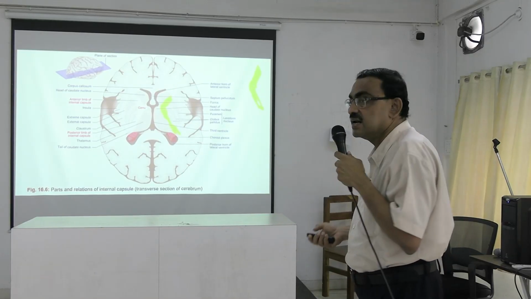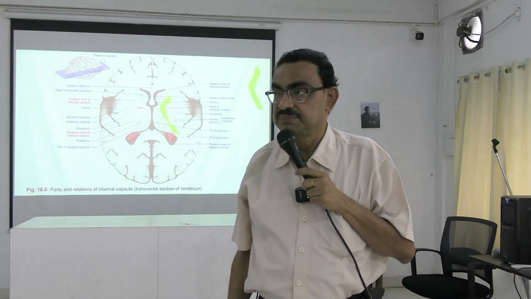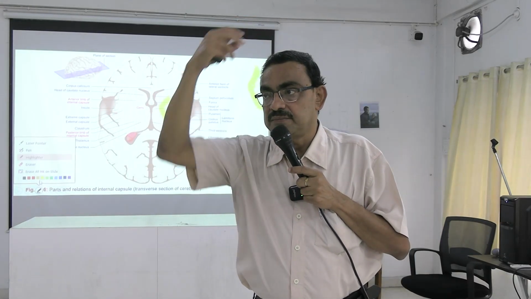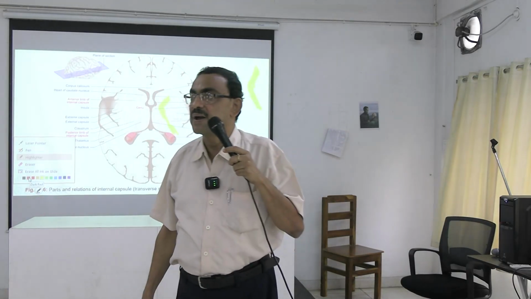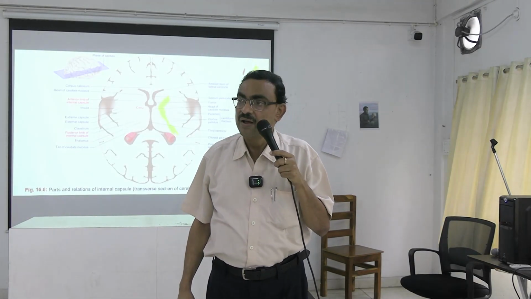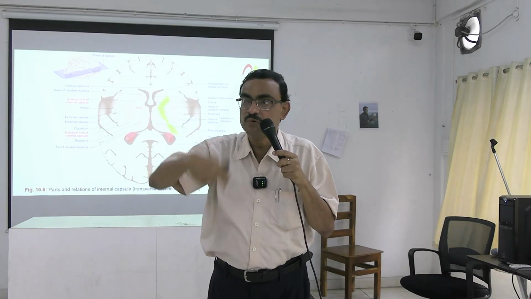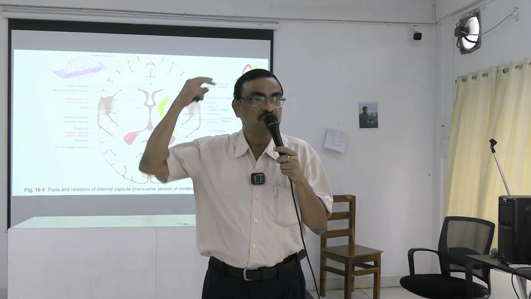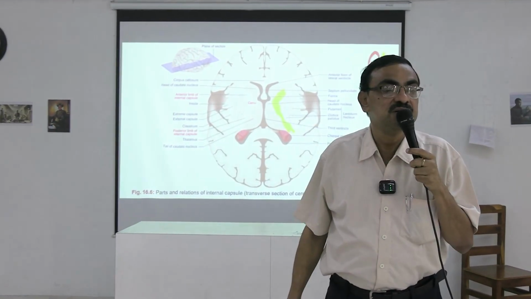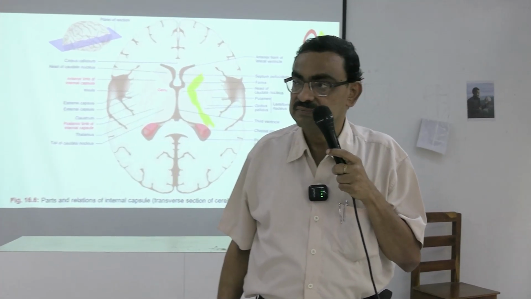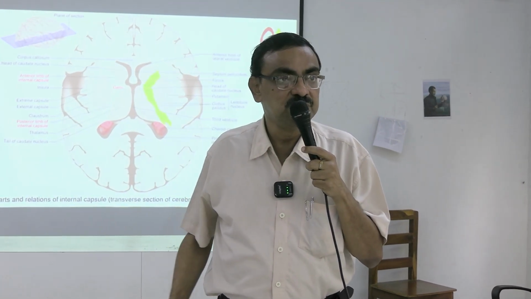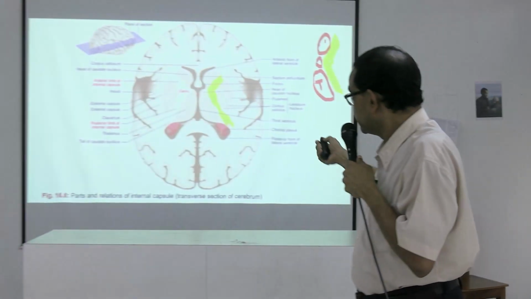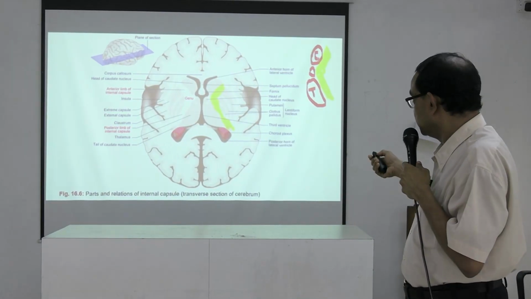What is the internal capsule? They are the projection fibers. Pyramidal fibers come from the frontal lobe to the spinal cord, or from the frontal lobe to the pons first, frontopontine. From the parietal lobe, they reach first into the pons, parietopontine, temporopontine, occipitopontine. These projection fibers are coming down.